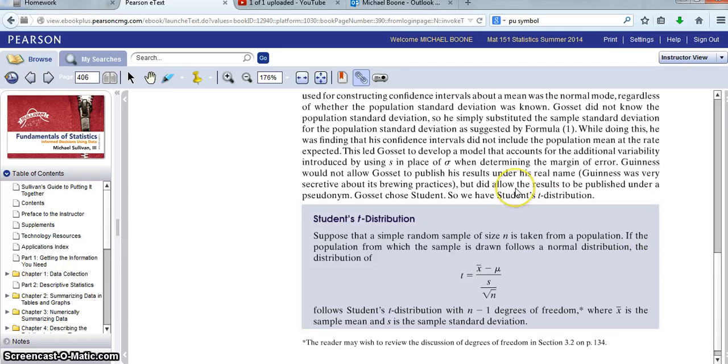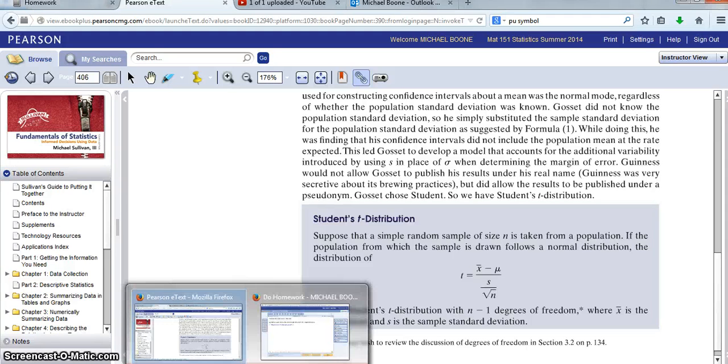He actually worked for Guinness, so what a great job. But he finds the student distribution. And so that has a similar picture and feel to the normal, but just a little bit different.